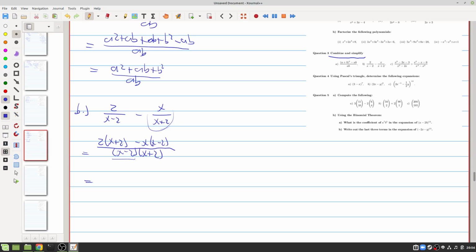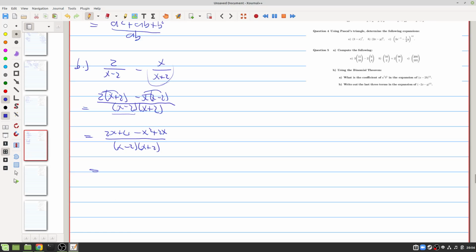Okay, and then we multiply out at the top, so 2x plus 4, and then minus x squared plus 2x. That's still over x minus 2 and x plus 2. And now we just collect our like terms. So the x squared is just the one term, that's negative x squared. The x's, the 2x plus 2x, which is 4x. And then we've got a plus 4 over x minus 2 and x plus 2.